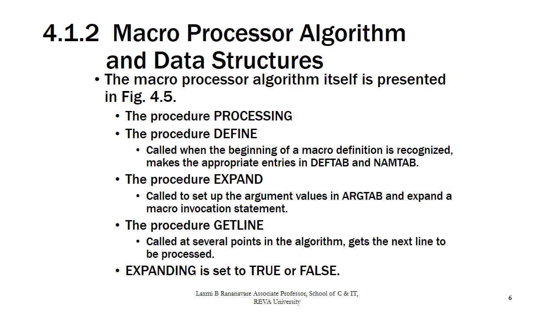So the first is the processing procedure. Second one is define. Third one is procedure expand, and next one is get line, and another one is a Boolean expression which is either set to true or false. So one by one these procedures we are going to see in this.